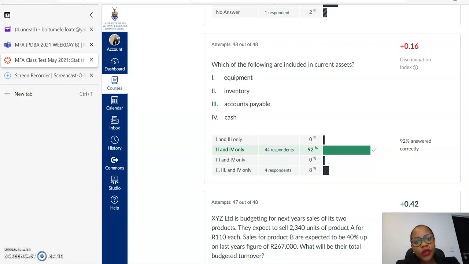Good day, students. We're just doing part 2 of the MCQ test, following on from questions 10 to 20.